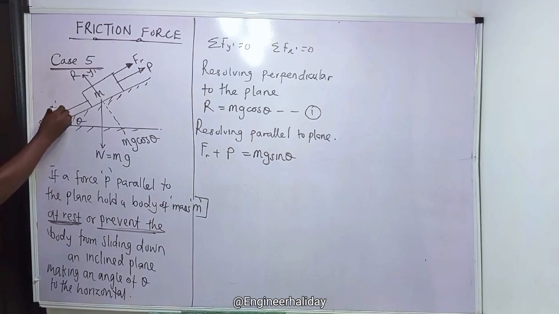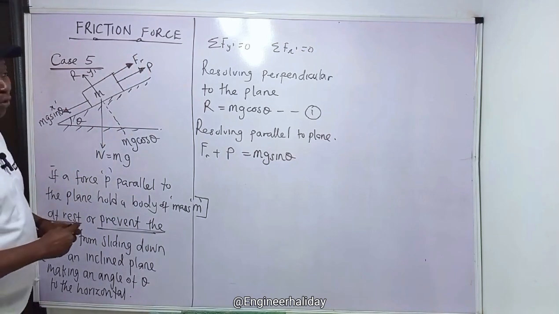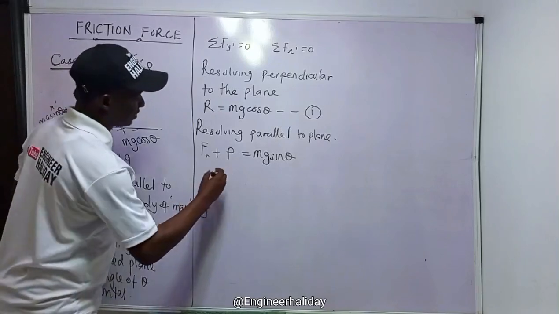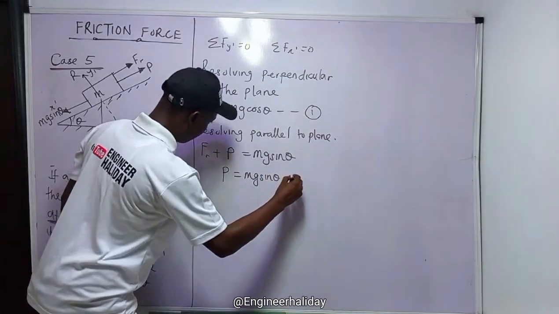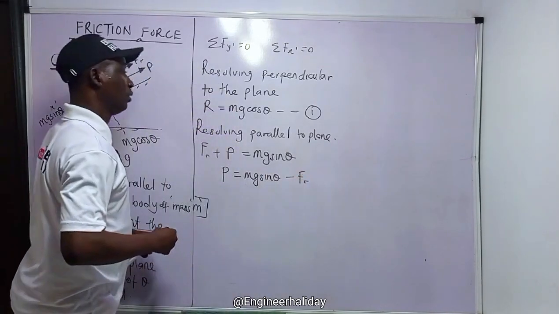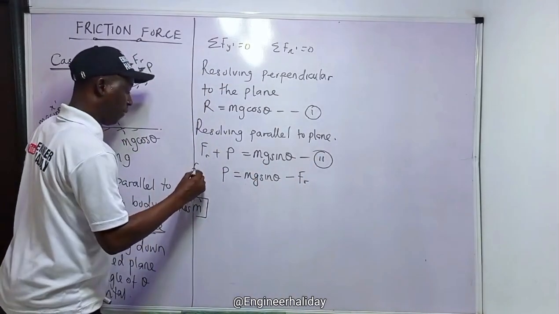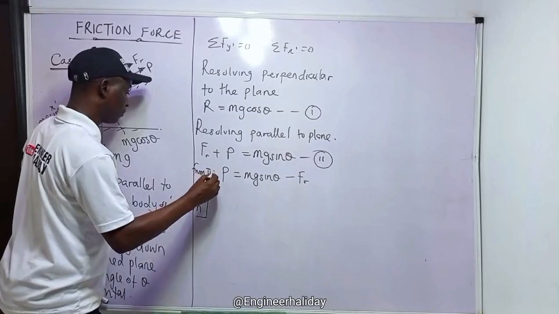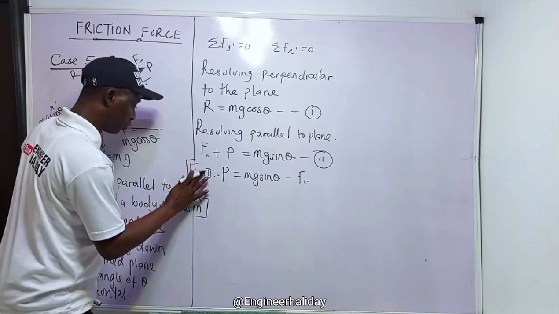Along the plane, we have only one force going down. Then we have two forces going up: Fr, the frictional force, and the force that is holding it. That means P becomes Mg sin theta minus Fr, if they want to calculate. Don't forget this is equation 2. This one is gotten from equation 2.